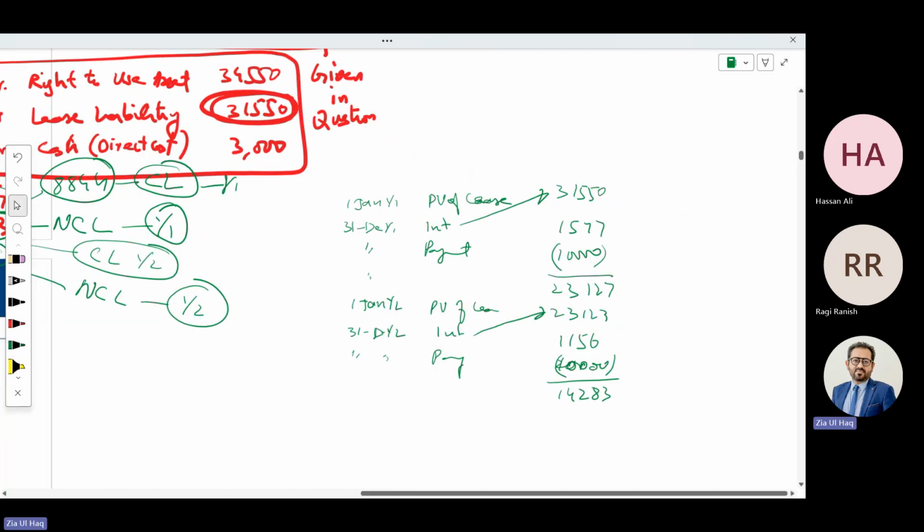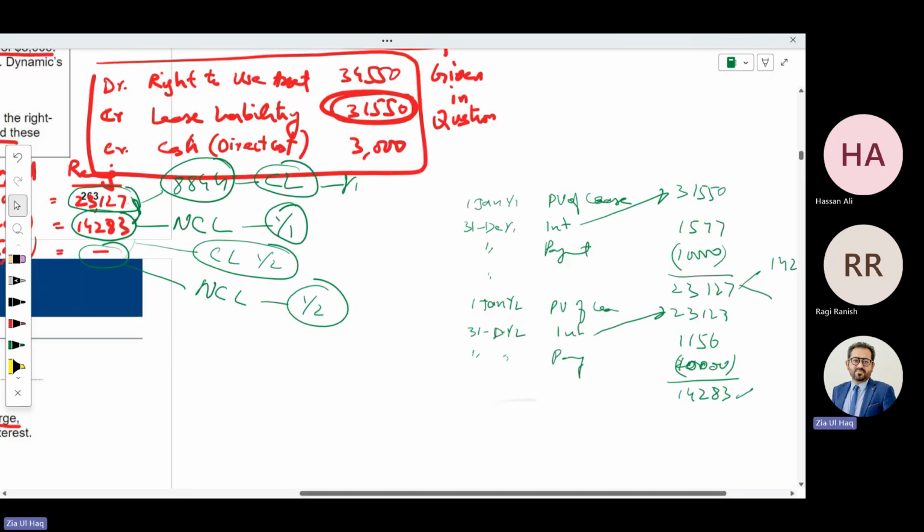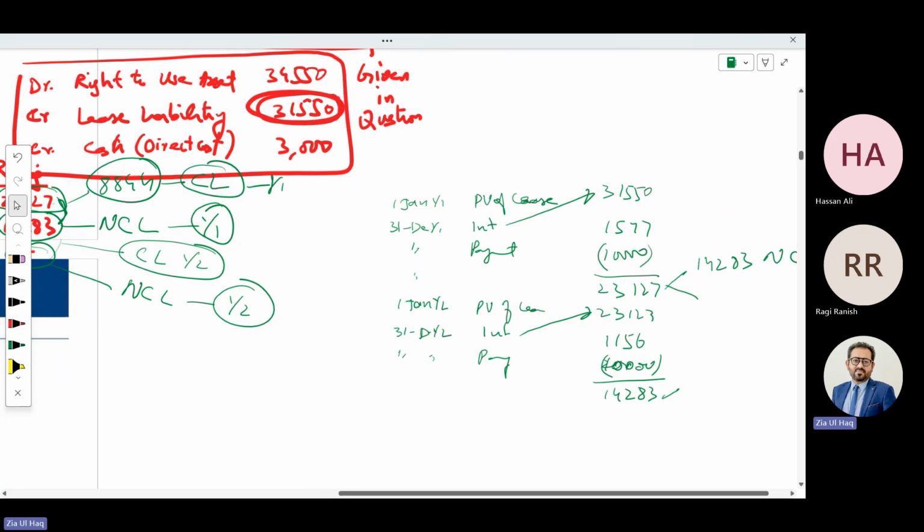And without calculating this figure, we cannot bifurcate it into current and non-current liabilities. Now we can bifurcate. 23127 is the year one balance sheet liability figure, but we need to convert it into non-current and current liabilities. So non-current liability will be 14283. What will be the current liability? The difference between these two figures, 8844, that will be recorded as current liability.